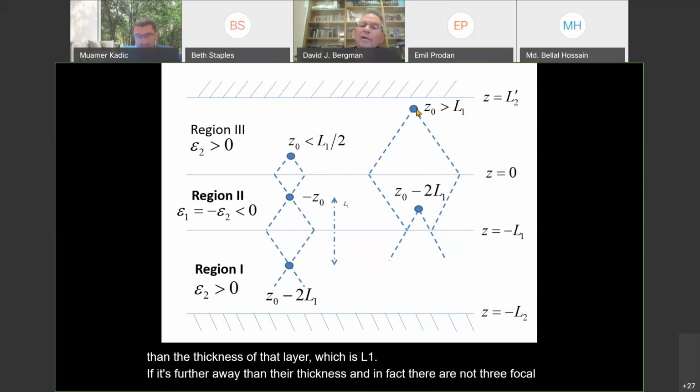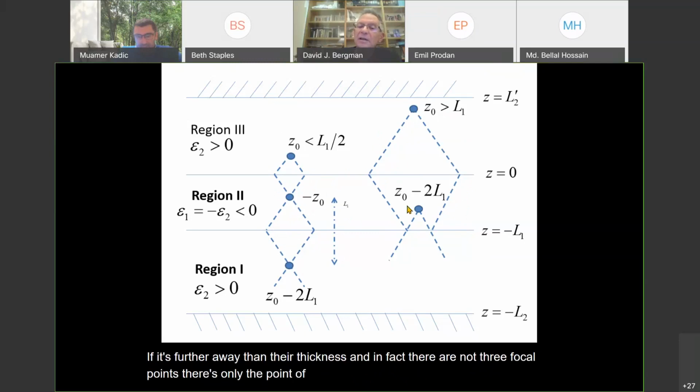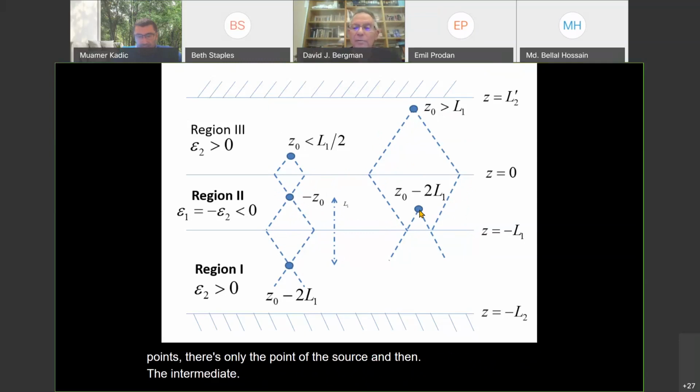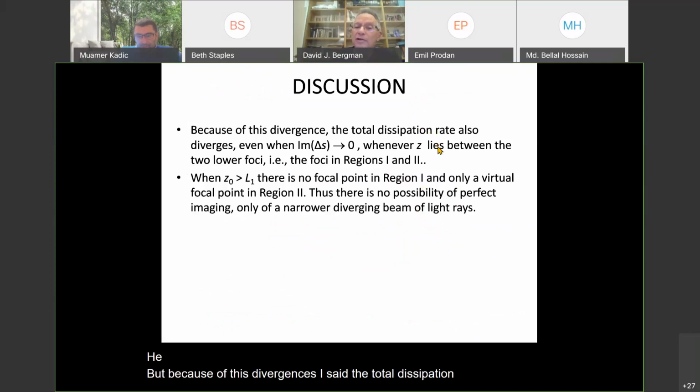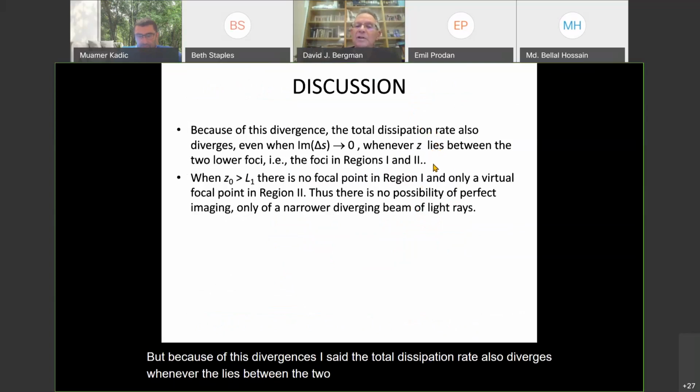There's only the point of the source, and then the intermediate focus becomes a virtual focal point. Then there's no divergence. But because of this divergence, as I said, the total dissipation rate also diverges whenever z lies between the 2 lower focal points. Those are in regions 1 and 2.